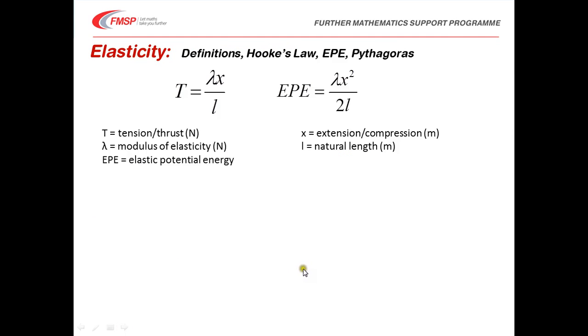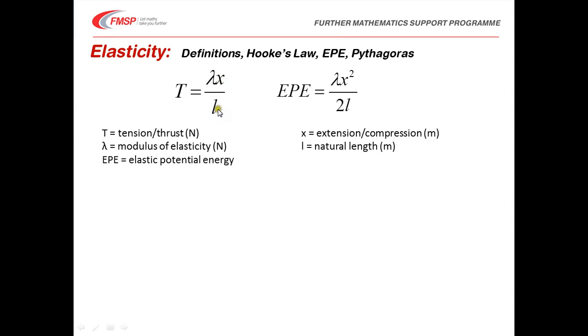Okay, some definitions then that you need to be aware of, just to revise these through. By Hooke's law, the tension in an elastic string or spring when it's stretched or compressed is given by lambda x over L, where lambda is the modulus of elasticity, x is the extension or compression in a spring. You can't have compression in a string, obviously, and L is the natural length. Just notice here that the units of tension will be newtons. The units of x, the extension, are going to be meters, and the same for the natural length.